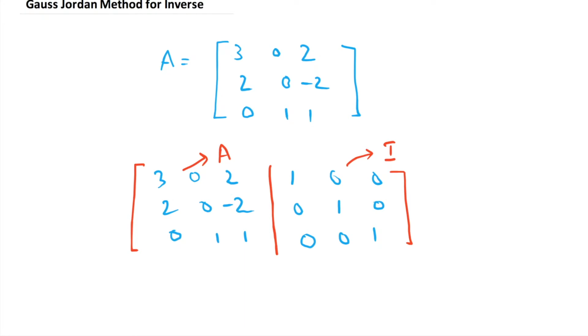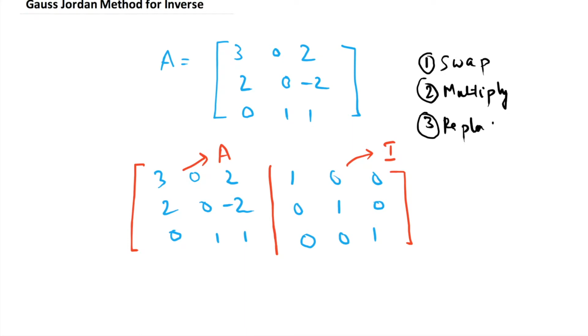I think by now you already know what elementary row operations are, but just to quickly summarize, using elementary row operations: A, you can swap rows. B, you can multiply a row by any constant. And C, you can replace a row by adding or subtracting a multiple of another row to it.